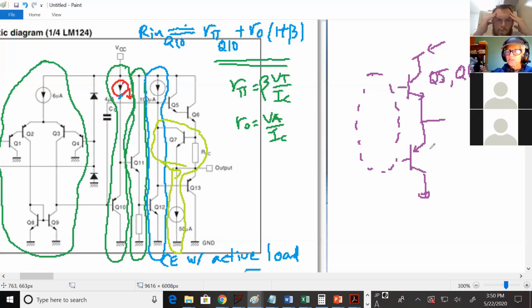So which transistor is the bottom PNP here? Q13. Q13. So do you agree that the push-pull is probably made up of Q5, Q6, and Q13? Yeah. Okay. What else do you notice?